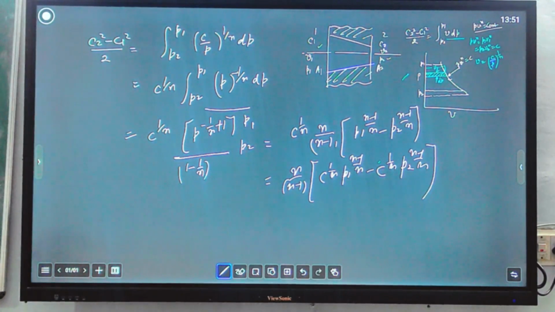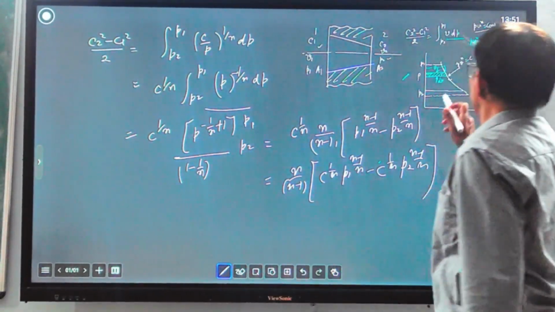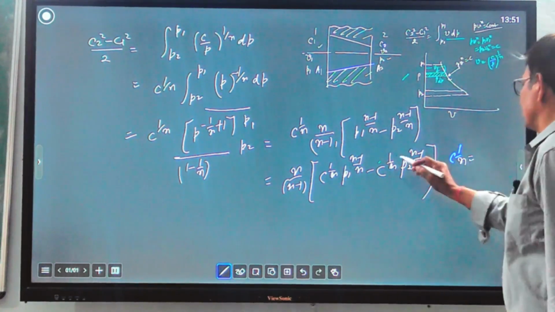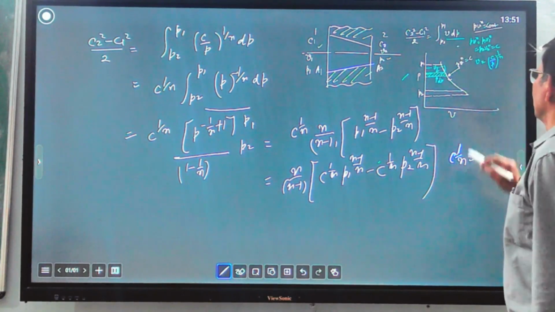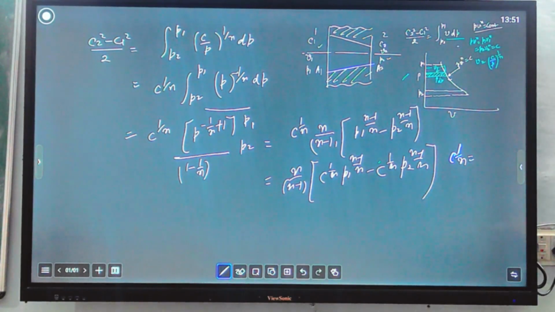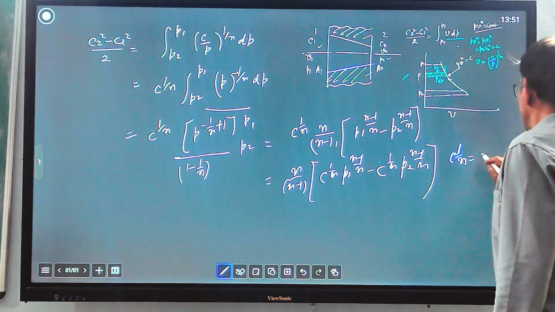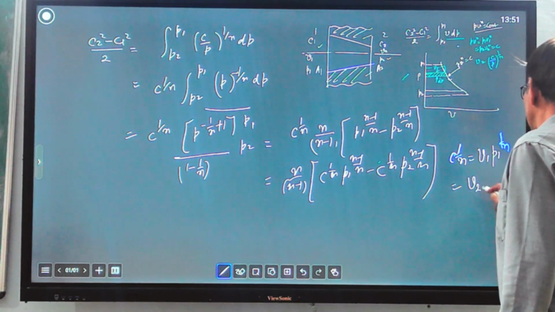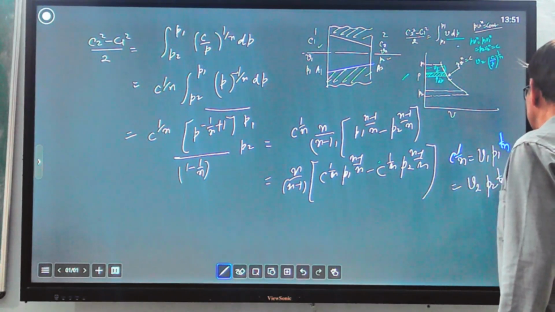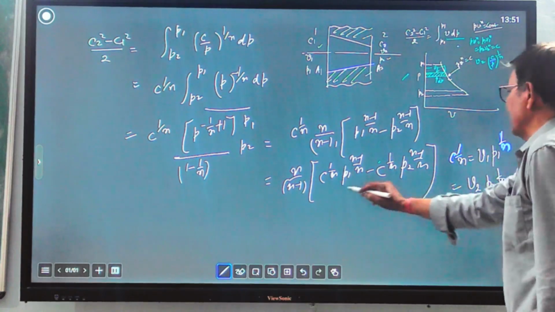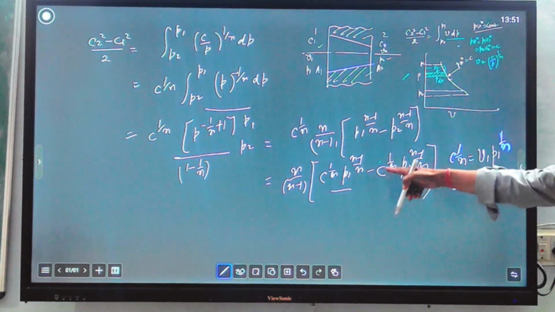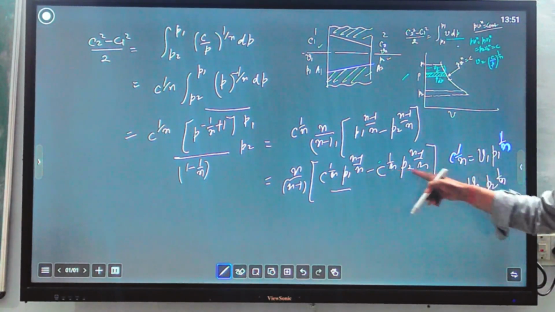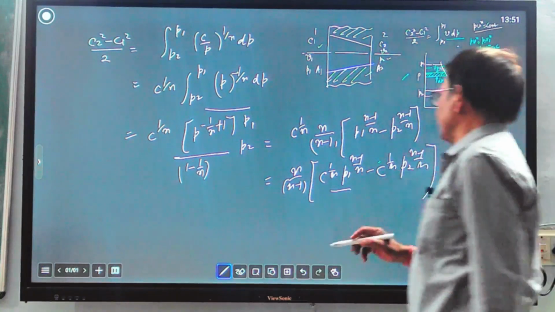Now take the value of c to power 1 by n. You can take two values here. From this you see c to power 1 by n equal to p1 to power 1 by n v1, equal to p2 to power 1 by n v2. Any value you can take according to your requirement, because here we want to take c to power 1 by n in terms of v1 p1, and here in terms of v2 p2, so that we get a simplified equation.